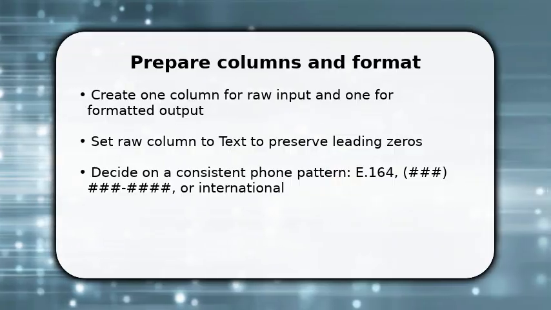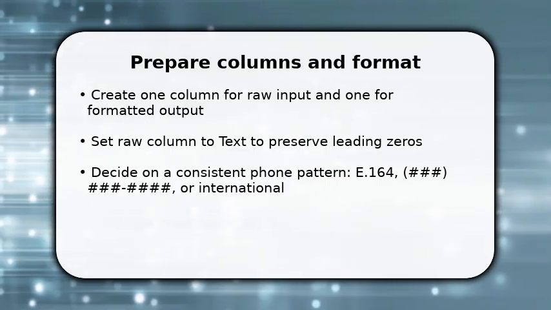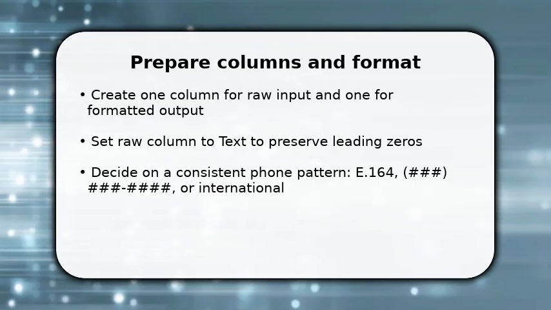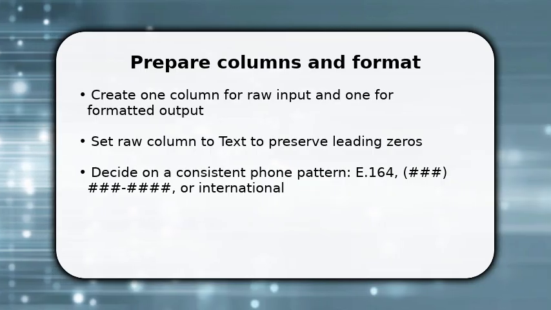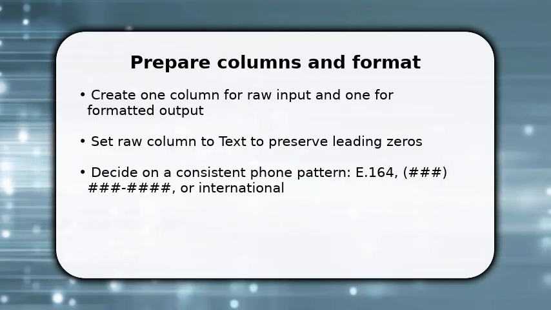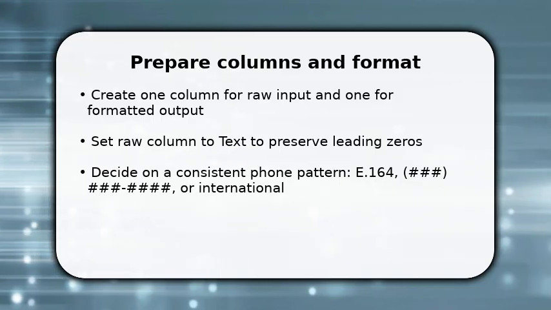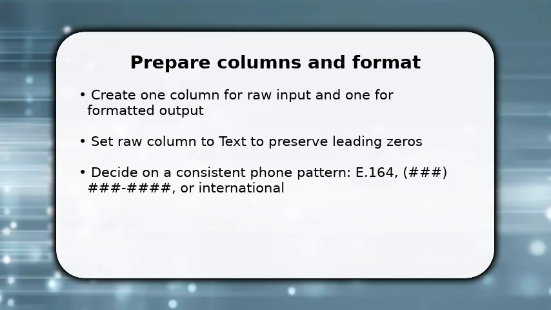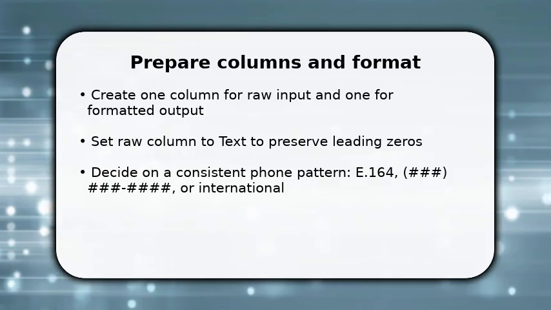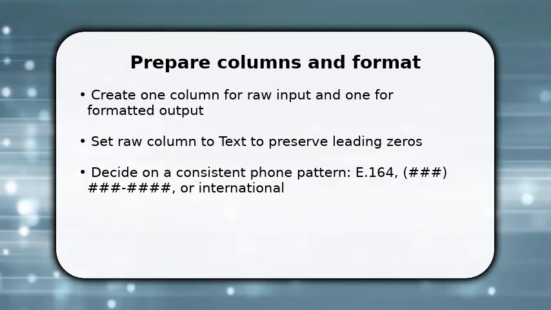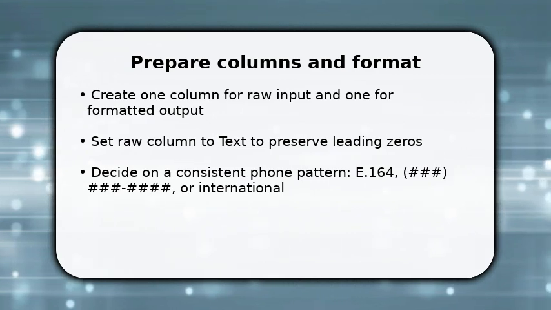You start by creating two side-by-side columns and setting the raw input column to text so Excel won't strip leading zeros. This preserves numbers like 0, 1, 2, 3. Once done, enter a few sample numbers so you can test patterns. Make sure to choose a consistent format, E164 or a local pattern, because the rest of the steps depend on that decision. You'll see why preserving the raw text matters when you normalize and validate numbers in the next step.